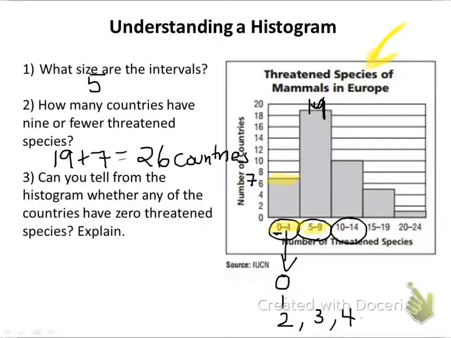Alright, the next one. Can you tell from the histogram whether any of the countries have 0 threatened species? Explain. I'm going to give you a few seconds.